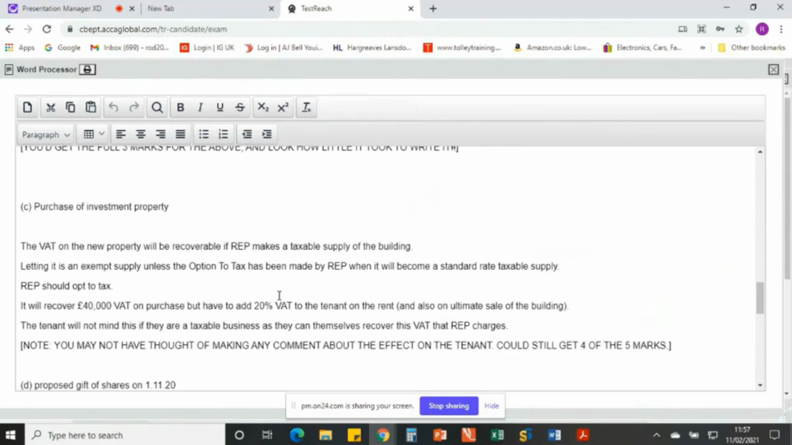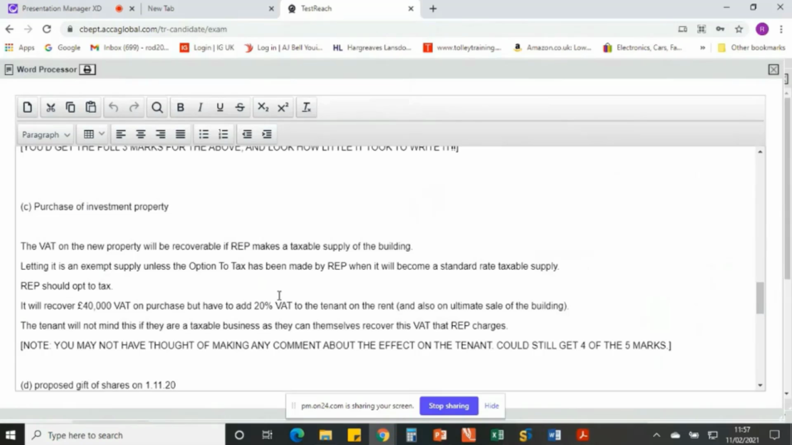I think if you said the VAT on the new property will be recoverable if REP makes a taxable supply of the building. Letting is an exempt supply unless the option to tax has been made by REP, when it becomes a standard rated taxable supply. So REP should opt to tax. We'll recover 40,000, but have to add 20%. If you said that, that's about as simple and basic as you can say in technical theory applied to facts, and you'd get 4 of the 5 marks.